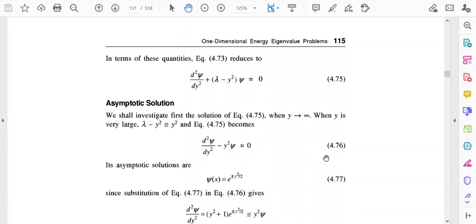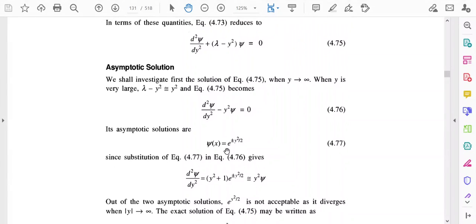This is the new equation, and its asymptotic solutions are psi of x equal to e to the power plus minus y square by 2. I have already told you the meaning of asymptotic solution: it means approximate solution. So if we put psi equal to e to the power plus minus y square by 2, equation 4.76 can be satisfied. And you can check this, because you see this is psi.